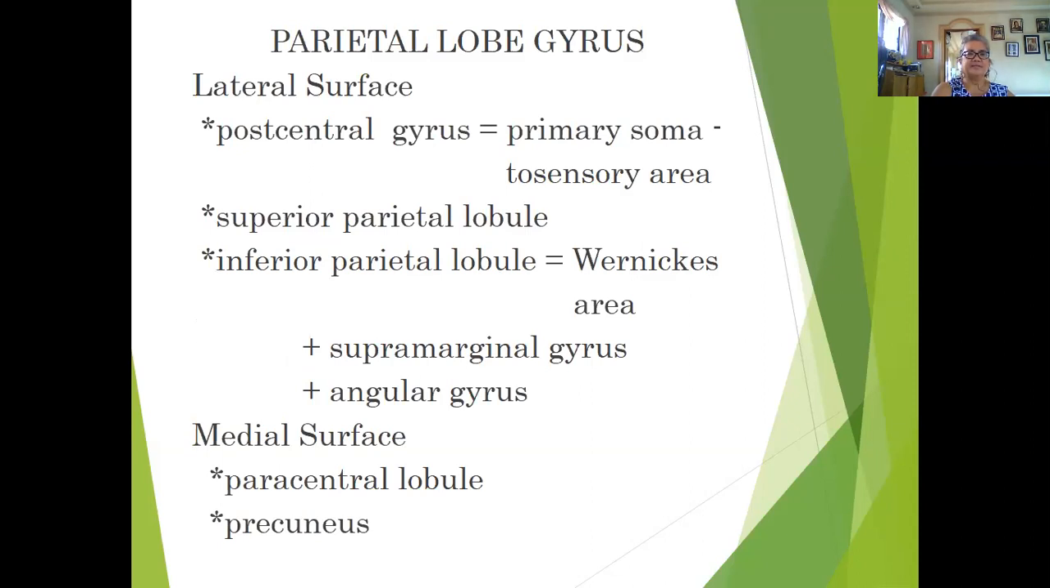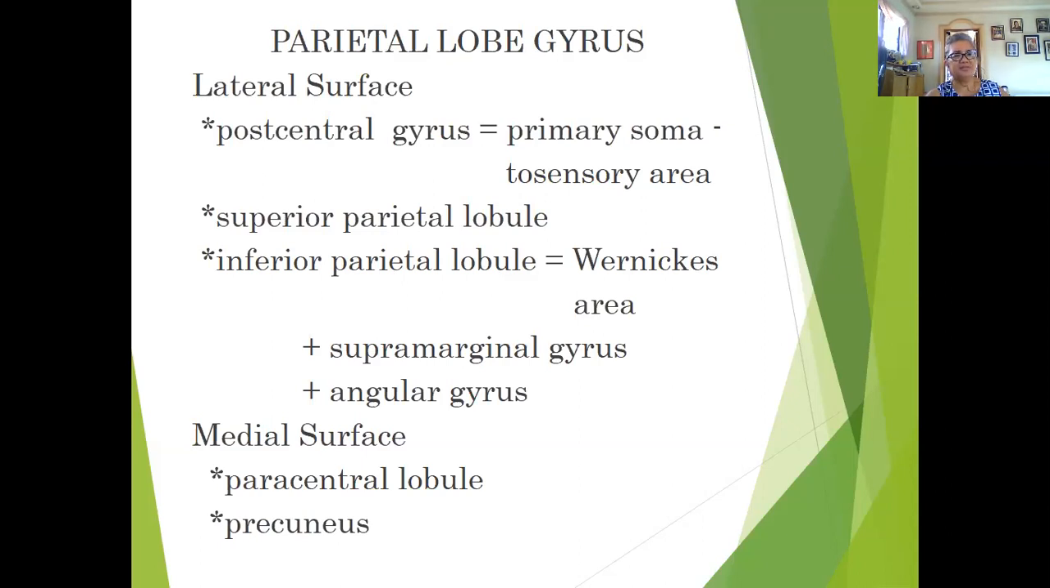So on the lateral surface, you have three lobules. You have the three gyri. You have the postcentral gyrus, which is the primary somatosensory area, the superior parietal lobule, and the inferior parietal lobule. This is also known as your Wernicke's area. And your inferior parietal lobule is divided into your supramarginal and your angular gyrus.